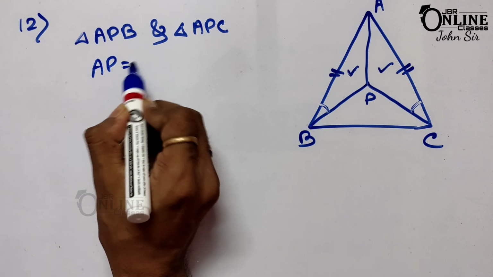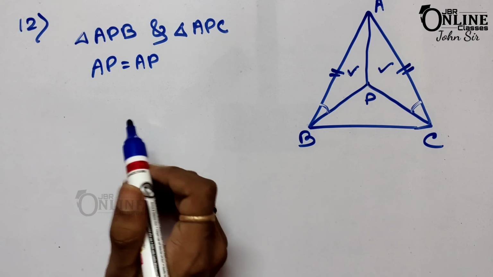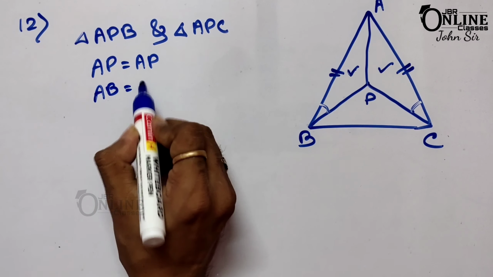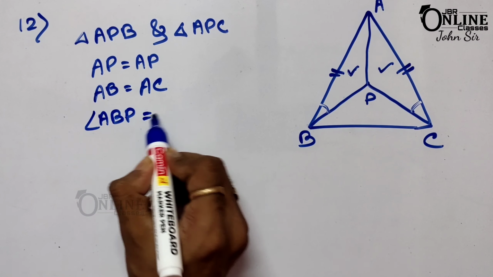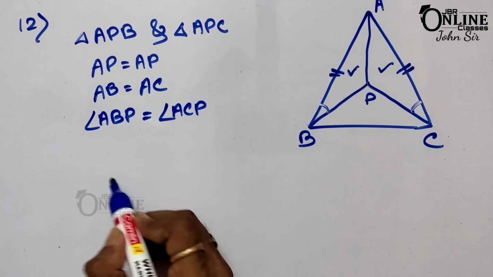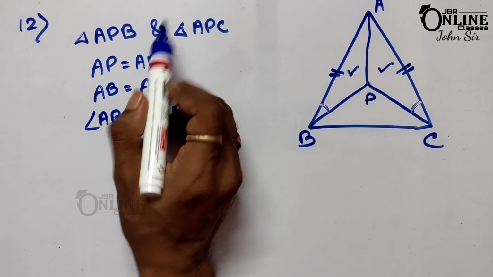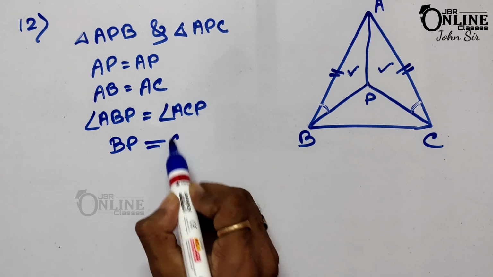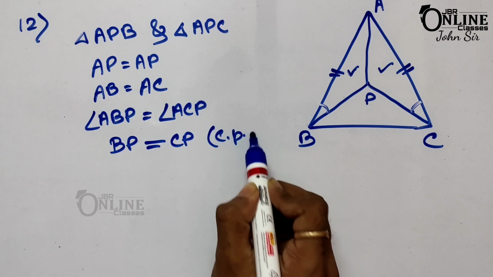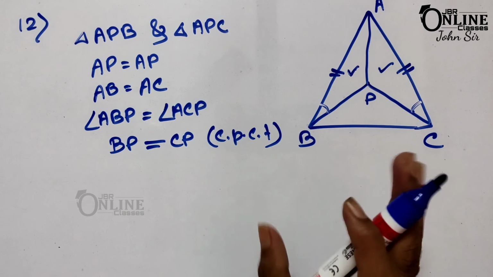First one AP equal to AP, common side. Second one AB equal to AC, and the third one angle ABP equal to angle ACP. Okay, so these two triangles are congruent, then you can write BP equal to CP by CPCT. So first one is proved.